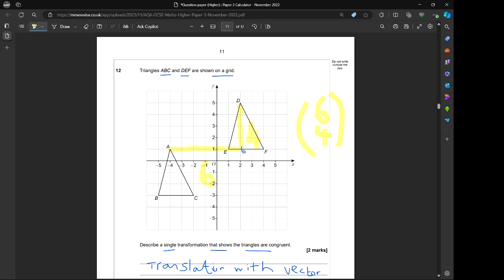Does that make sense, guys? Let me know in the chat. Yes, spot on. If it's to the left, it's minus in the X direction, and if it goes down, then it's minus in the Y direction. Spot on.